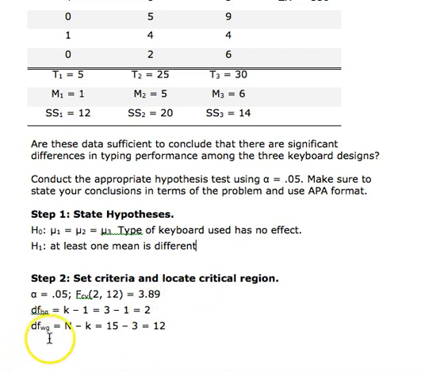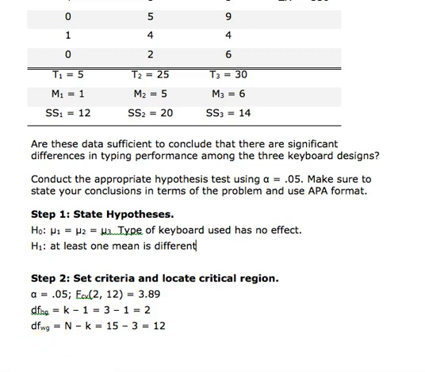Degrees of freedom within group is equal to total number of observations minus the number of groups. So n minus k, which is equal to 15, right? 5 people in 3 groups, 5 times 3 is equal to 15, minus 3 groups. So our degrees of freedom within is 12, right? So we need to look up a critical value for 2 degrees of freedom and 12 degrees of freedom.